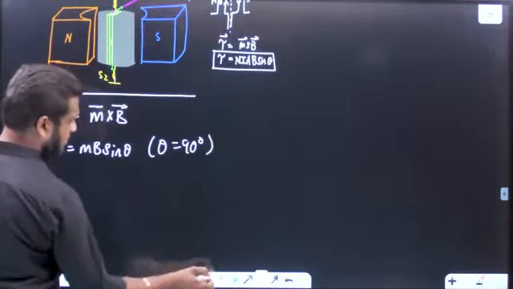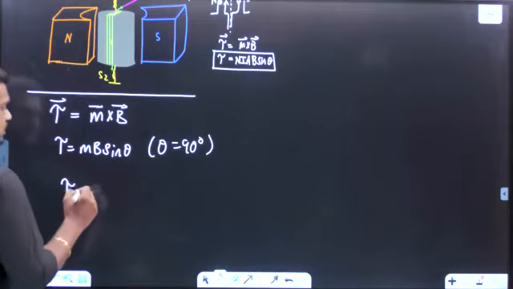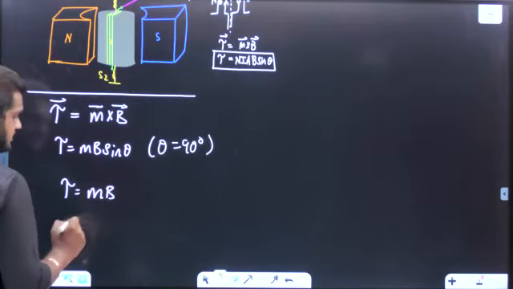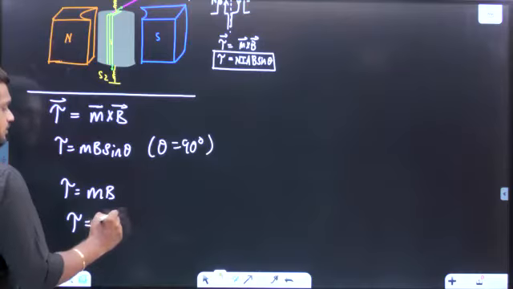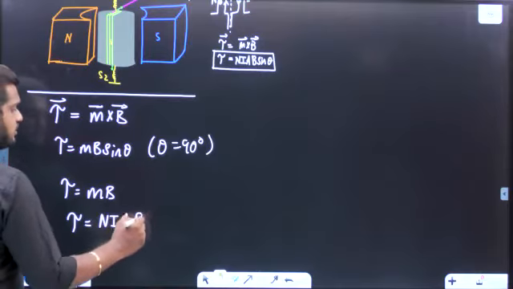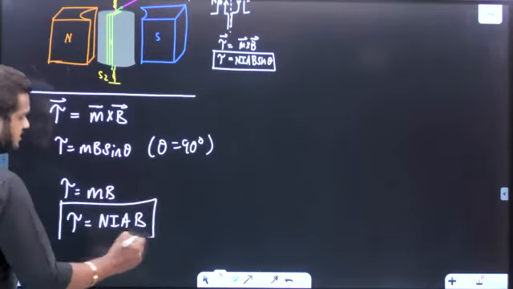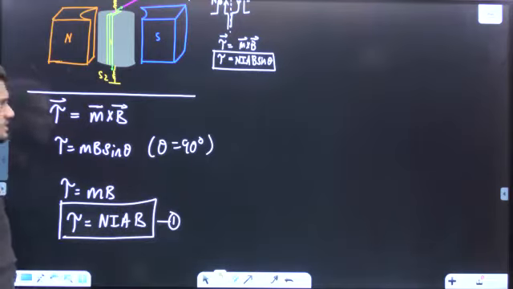So what will happen to the torque? The torque will turn out to be MB. Magnetic moment, we know, is number of turns into current into area of the loop, into the strength of the magnetic field. This is the torque produced because of the electric current, correct?